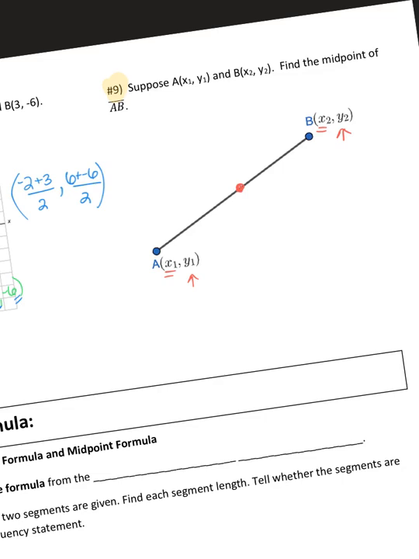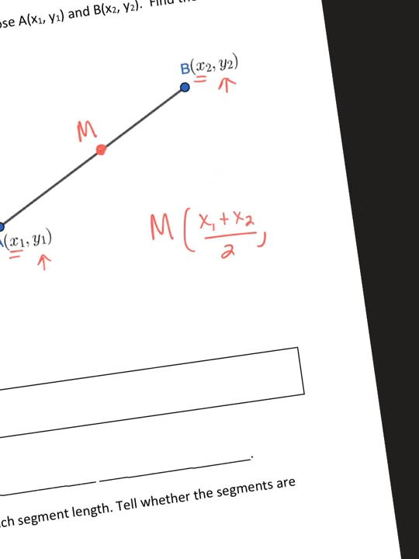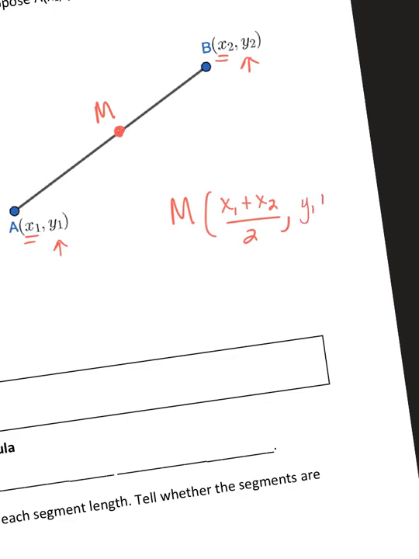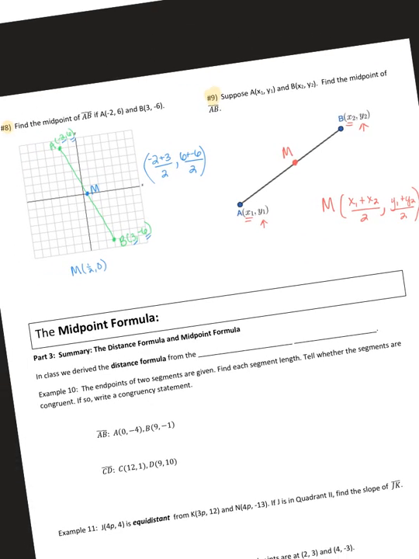So the midpoint M is going to be at the average of the x coordinates, which is x1 plus x2 divided by 2, comma, for the y coordinate, we're going to do y1 plus y2 divided by 2. And that's it. That's the formula for the midpoint. Okay, so to find the middle, take the average of the x coordinates and the average of the y coordinates. So the coordinate of a midpoint in the coordinate plane is x1 plus x2 divided by 2, comma, y1 plus y2 divided by 2.